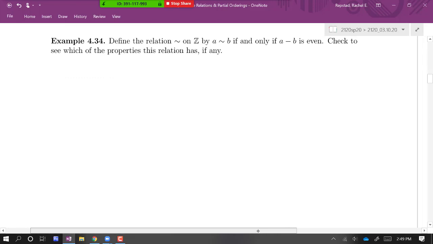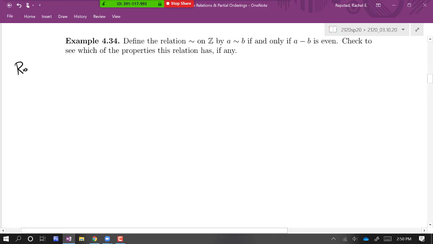Okay, here's a fun one. We're defining a relation that we're calling squiggle on the integers by saying that a is related to b if and only if a minus b is even. So if I subtract and I get an even number, then they're related. We're going to check which of these properties it has. Let's start with reflexive again. We're trying to see: is every integer related to itself? That's the question we're trying to answer.